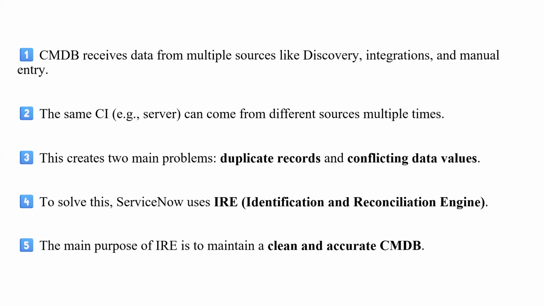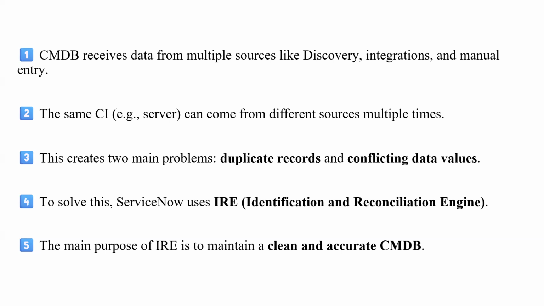Then this creates two main problems: duplicate records and conflicting data values. So what happens if the same person appears in the morning and evening? There is a chance of duplicate entry: one entry in the morning and one in the evening. What it will cause is conflicting data values. It's about data accuracy. When the same CI comes from multiple sources, the system may create duplicate entries and the data values may not match with each other.